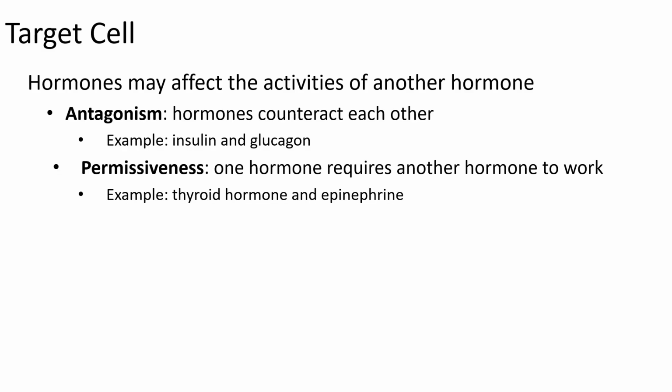We have permissiveness, where one hormone can't exert its full effect unless another hormone is available to work. And so the permissive hormone essentially enables the action of the second hormone. We see this with thyroid hormone and epinephrine. Thyroid hormone can increase the number of receptors for epinephrine so that it has a stronger effect on our target tissues, especially in places like the heart.